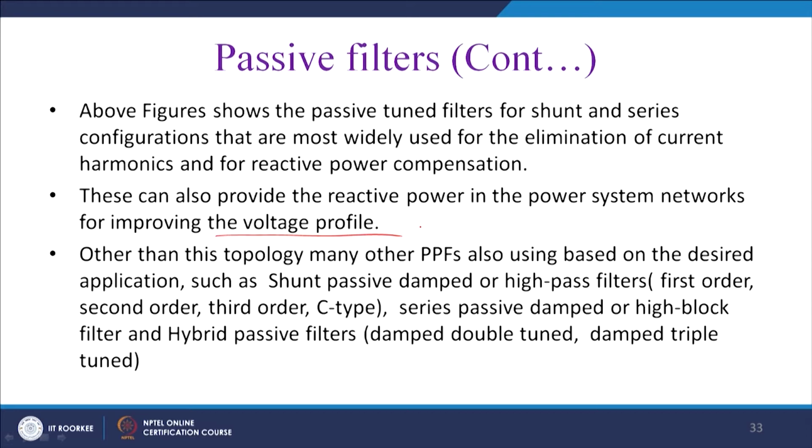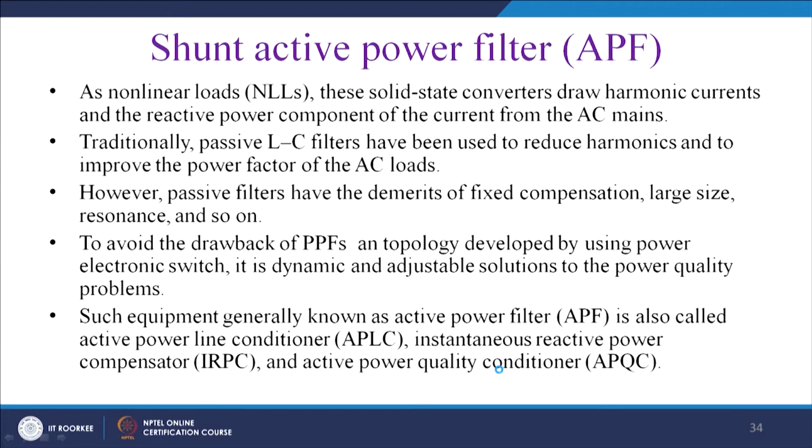Other than this topology, many other passive filters are used based on the desired applications, such as shunt passive damped, where we require to damp out a particular frequency, or the high pass filter, first order, second order, third order types of the passive damped or high pass filters, and hybrid passive filters, damped double tuned or damped triple tuned, like that can be used. Now, all those filters have 3-4 disadvantages.